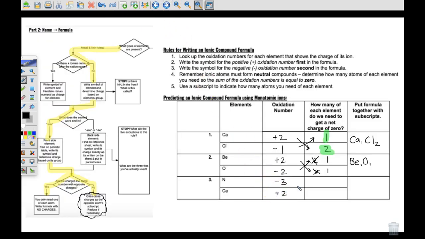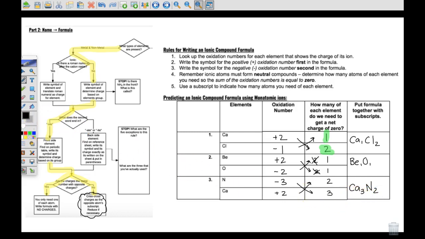Because these are not the same number with opposite charges, I'll have to crisscross them without the possibility of reducing it. So the 2 is going to come up, and the 3 is going to come down. Now, because the positive atom always goes first in the formula, Ca is my first element in my formula. So it'll be Ca3N2.